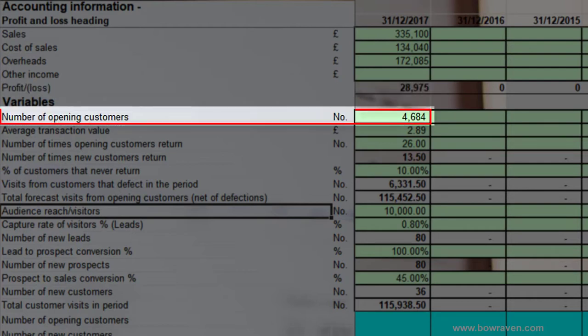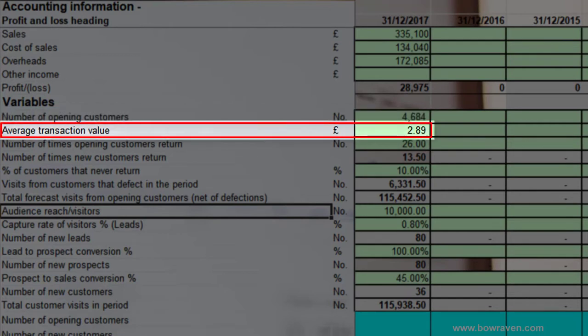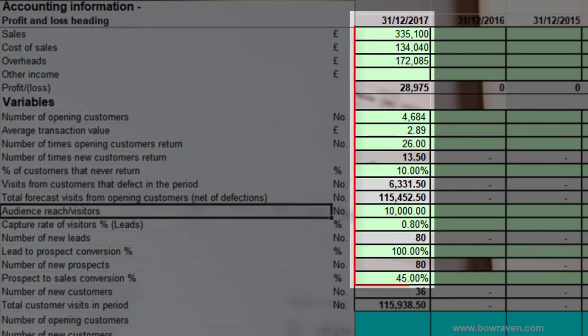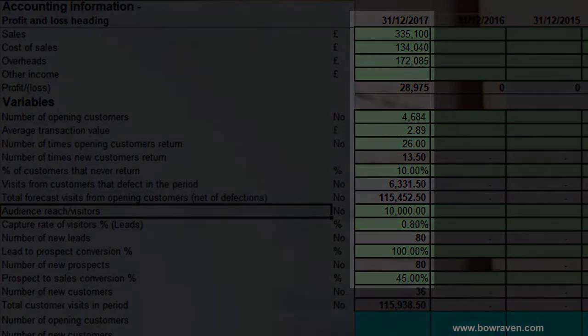Then running down, you'll see that I've put in the number of opening customers, the average transaction value, or the average spend that your customers spend at the moment, or in this case, the bakery business spend at the moment, the number of times they return, and so on. So the numbers on this sheet simply reflect the numbers that I had on the previous one.